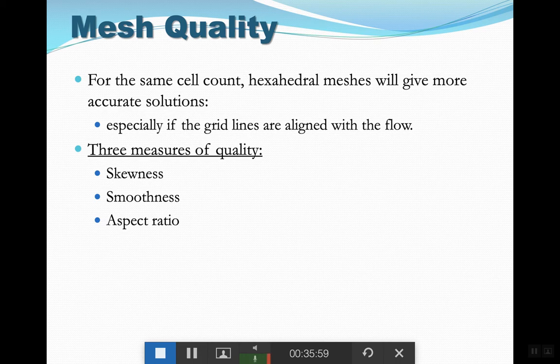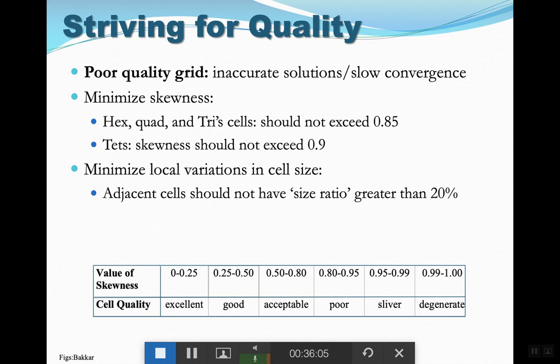The most important ones are the aspect ratio, smoothness, and skewness. So, for example, for skewness, in your mesh quality control panel, which we will show you in a minute, you will go and check the skewness. The matrix for being good or bad is shown here. Anything below 0.8, a skewness of 0.8, is acceptable. Anything above that, up to 0.95, is poor. You can continue with your meshing and your simulation, but it's not desirable. Anything beyond that, you have to go back to your mesh generation and correct it.